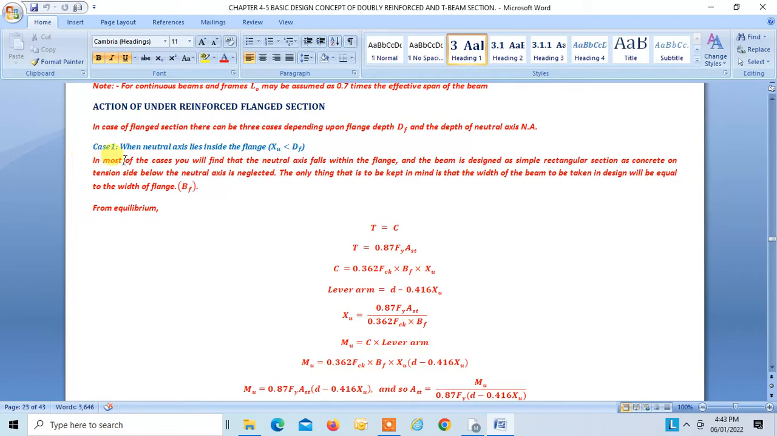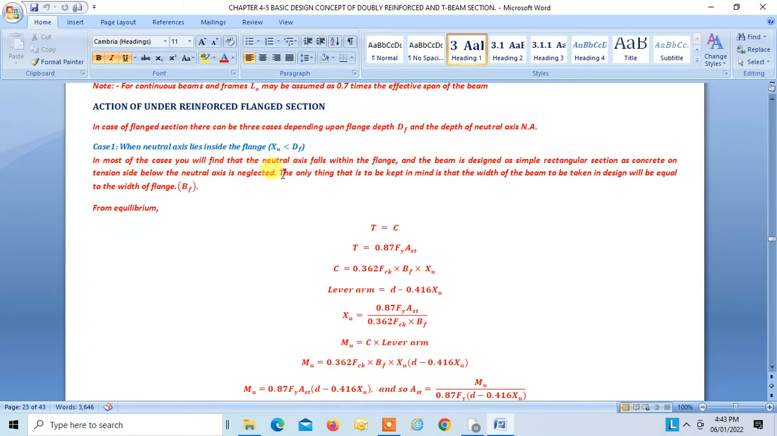In most of the cases you will find that the neutral axis falls within the flange and the beam is designed as a simple rectangular section, as the concrete on the tension side below the neutral axis is neglected. As the flange has a large amount of concrete, there are 95% chances that the neutral axis will fall within the flange, and you will have to design as a rectangular section.